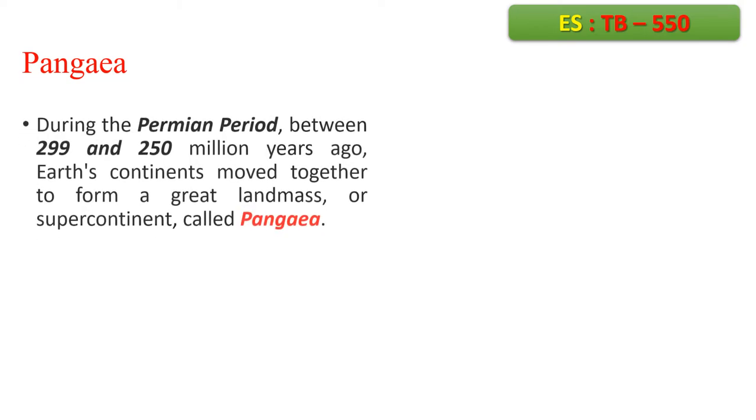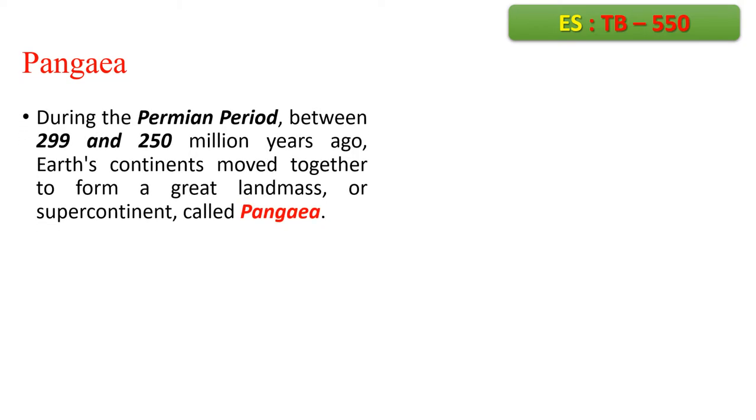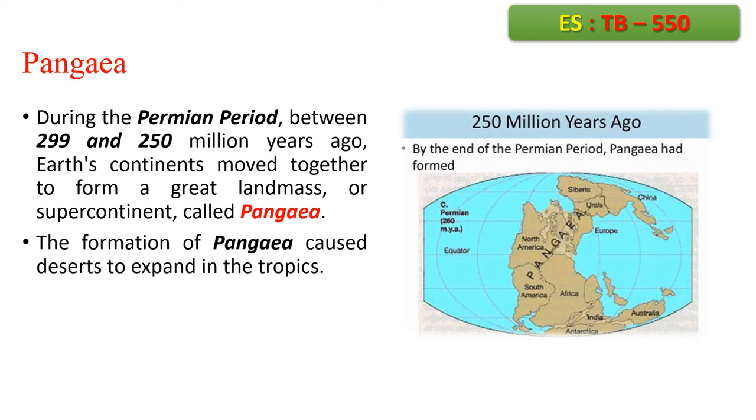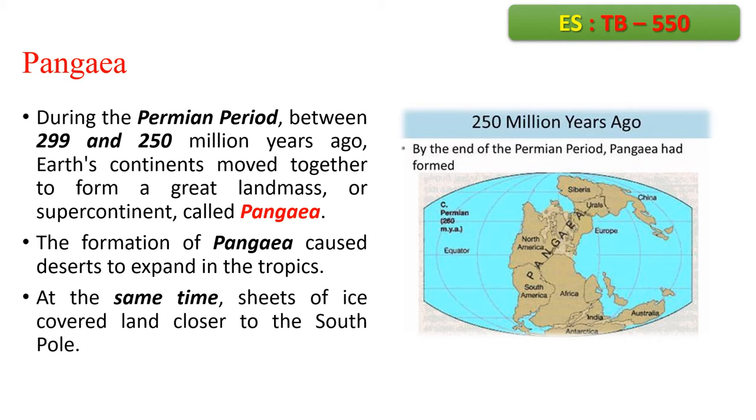Pangaea. During the Permian period, between 299 and 250 million years ago, Earth's continents moved together to form a great land mass, or a supercontinent called Pangaea. Look at the diagram. 250 million years ago, by the end of the Permian period, Pangaea had formed. The formation of Pangaea caused the desert to expand in the tropics. At the same time, sheets of ice covered land closer to the South Pole.